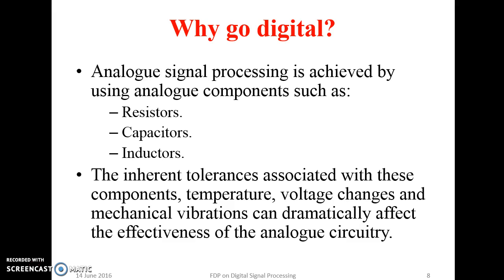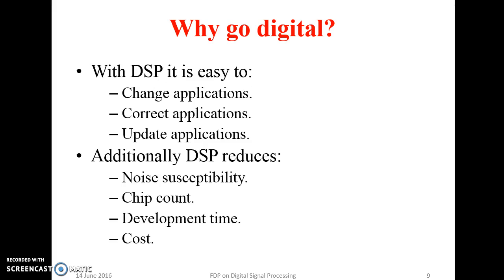Usually, analog signal processing is achieved by using analog components such as resistors, capacitors and inductors. The tolerance associated with these components, temperature, voltage changes and mechanical vibrations can dramatically affect the effectiveness of these circuits. With DSP, it is easy to change, correct and update our applications. Usually, DSP reduces the noise, chip count, development time and cost.